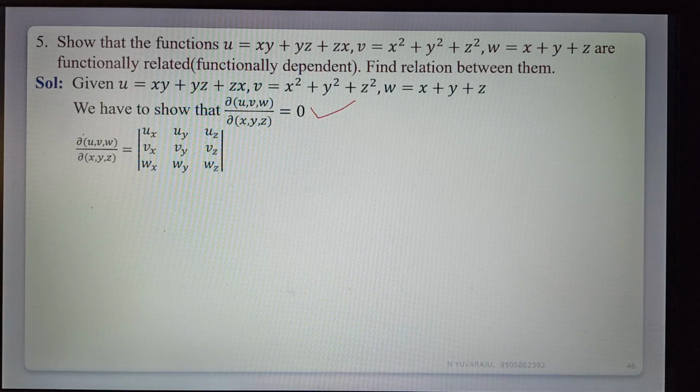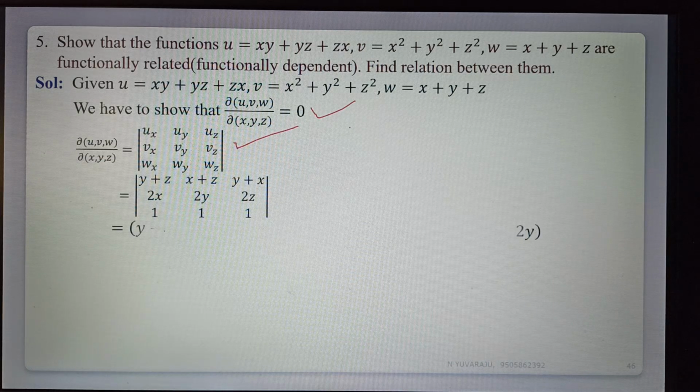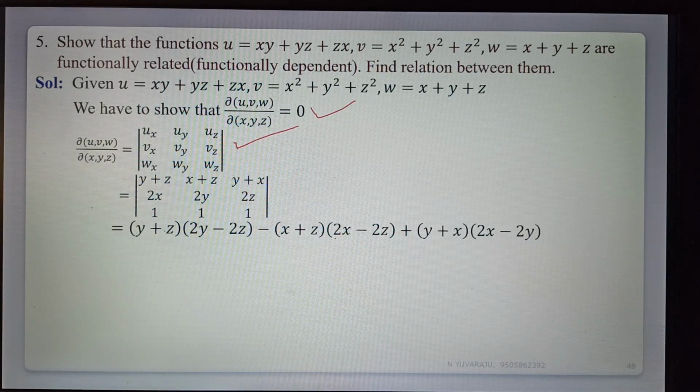So the Jacobian dou of u comma v comma w by dou of x comma y comma z is equal to, this is a formula. So u x means dou u by dou x. Dou u by dou x means y plus z. Dou u by dou y is equal to x plus z. U z is equal to y plus x. Next, v x, v y, v z, that is equal to 2x, 2y, 2z. Next, w x, w y, w z, that is equal to 1, 1, 1. Now simplification is to find the determinant.